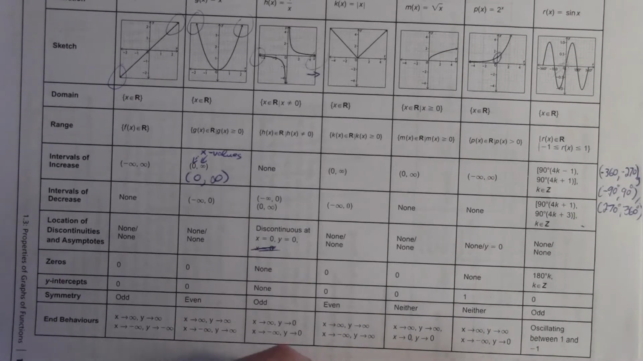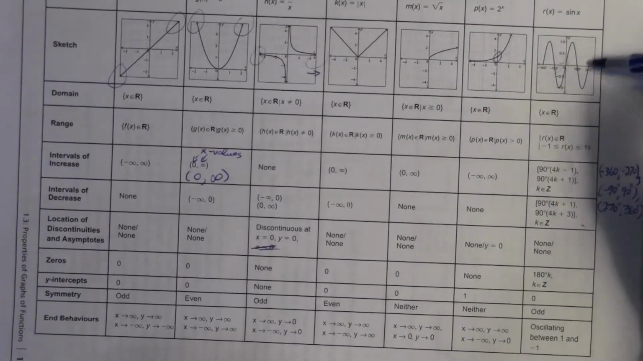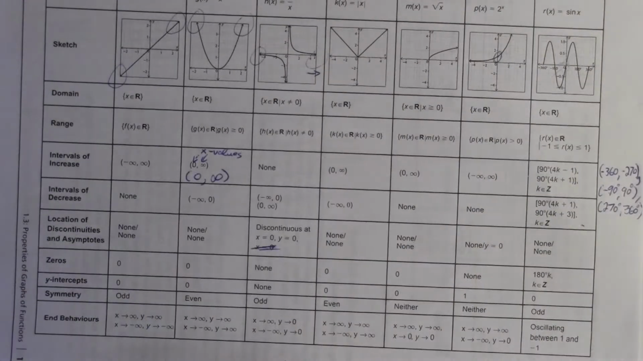And this one, last one, always the trickiest. It's oscillating between 1 and negative 1. So there's no kind of determined infinity behavior because we're just going up and down forever.